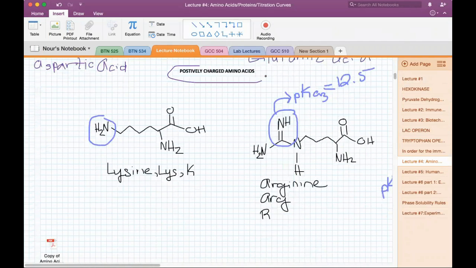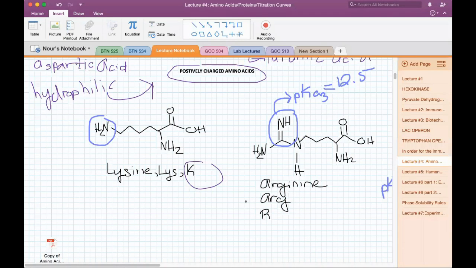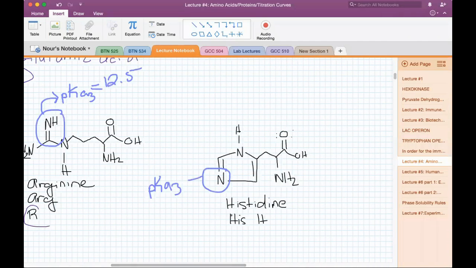Positively charged, there are 3 of them. They're the same, hydrophilic, and they have positively charged side chains. They're a little harder to remember, in my opinion. Lysine, for example, is a K. Arginine, R. Don't confuse it with alanine. Histidine, don't confuse it with histamine. Histamine is something else with the immune system. Histidine's structure is pretty hard too.